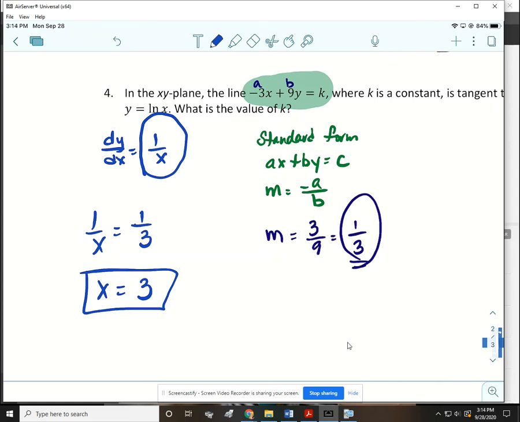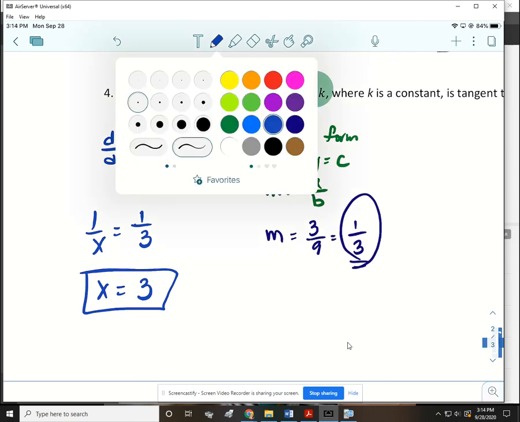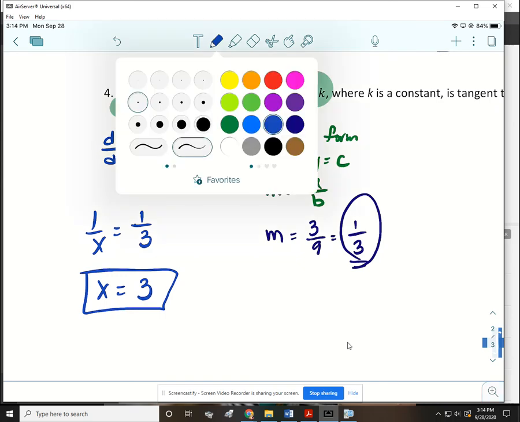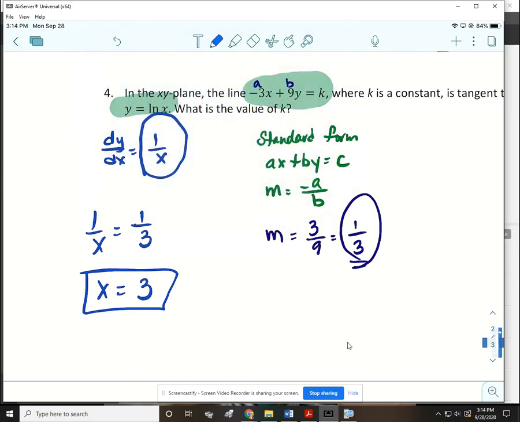Then we need to figure out the y value at the point of tangency. What do y'all think? Anytime we know the x value and we want to find the y value, we go back to the original. So we go back to the original and find the y by plugging in 3. Now, because we are not computers or calculators, we don't know what the natural log of 3 is, so we'll just leave it like that.